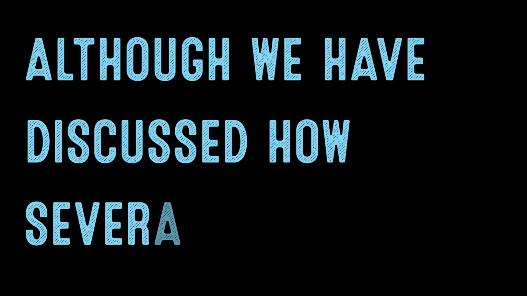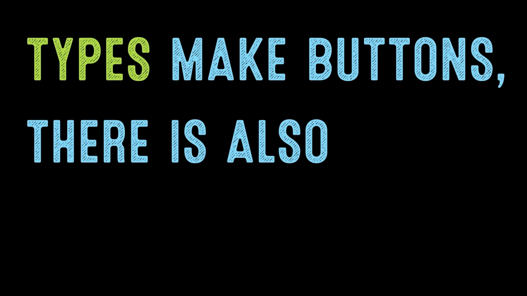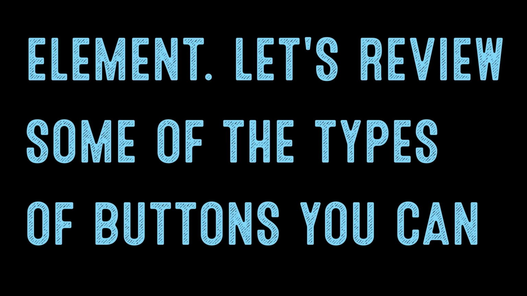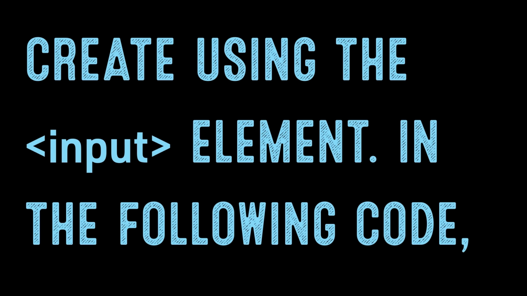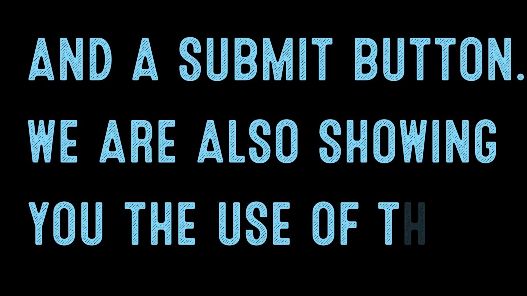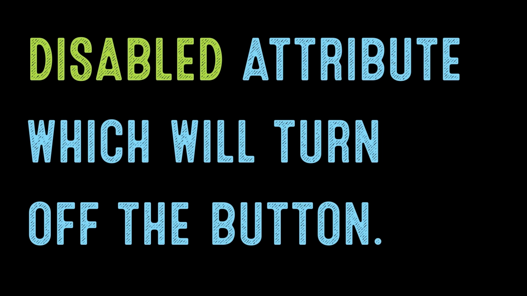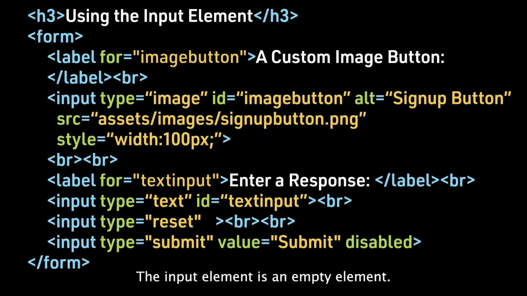Although we have discussed how several of the input types create buttons, there is also a button element. Let's review some of the types of buttons you can create using the input element. In the following code, you will see a demo of an image button, a reset button, and a submit button. We are also showing you the use of the disabled attribute, which will turn off the button. The input element is an empty element.